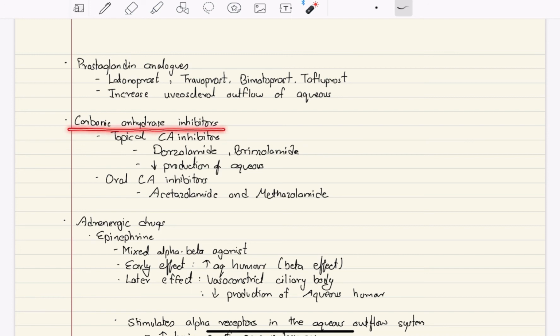Carbonic anhydrase inhibitors, the topical ones, include dorzolamide and brinzolamide. They decrease the production of the aqueous humor. Oral carbonic anhydrase inhibitors include acetazolamide and methazolamide. These drugs are less commonly used because of their side effects. However, they can be given to lower the intraocular pressure for the short term.